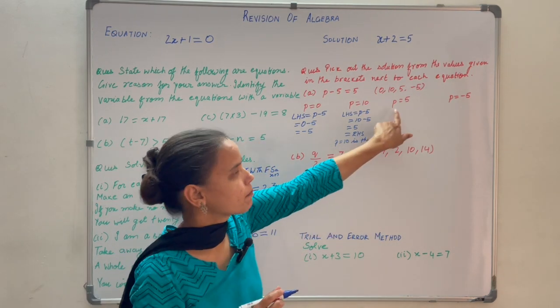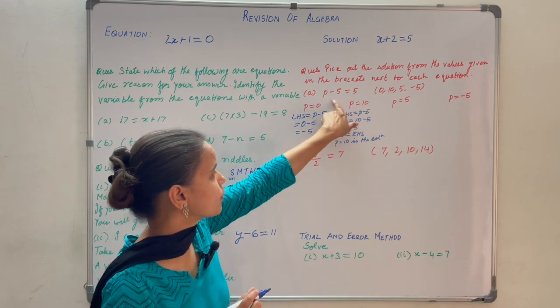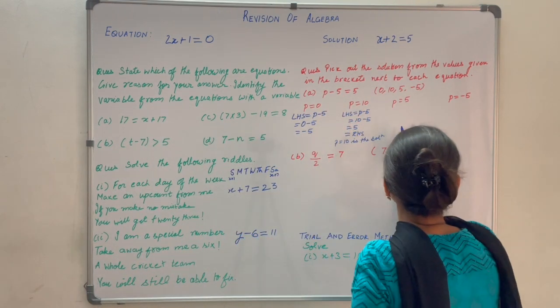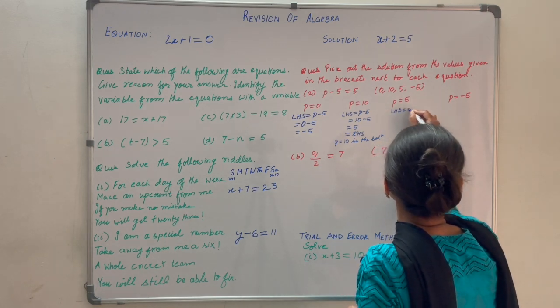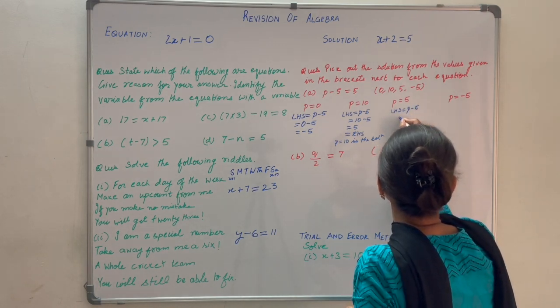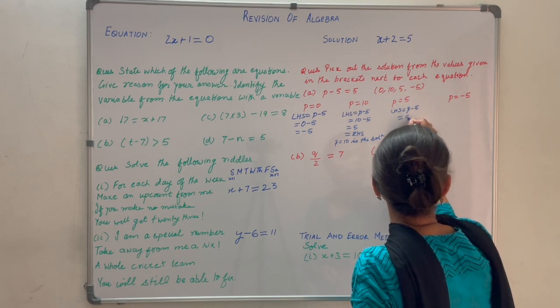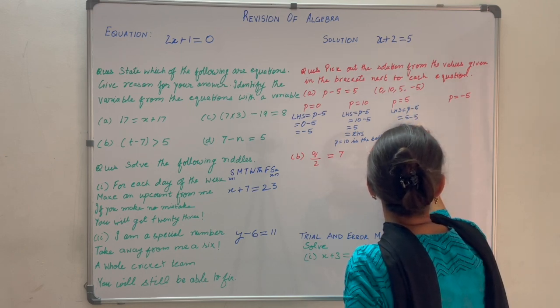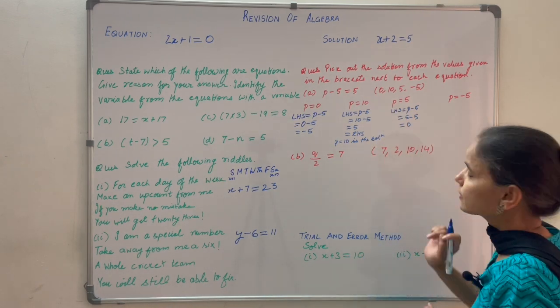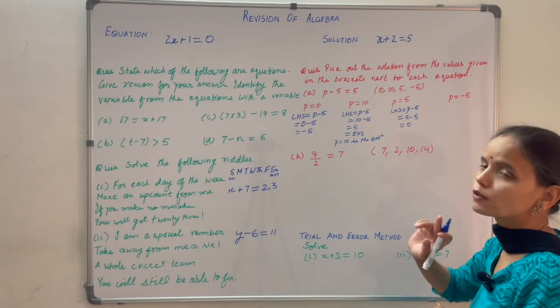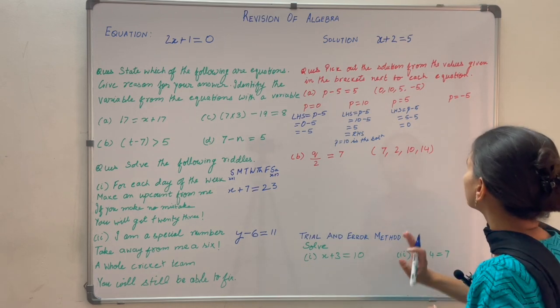Now let us take p equals 5. If you put p equals 5 on the left hand side, let us write down the expression on the left hand side, that is p minus 5. They have told you to put p as 5. So 5 minus 5 is equal to 0. So it is not equal to the right hand side, that is 5. So this is also not the solution of the equation.